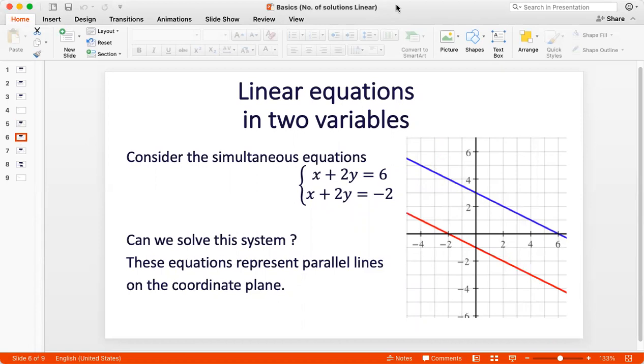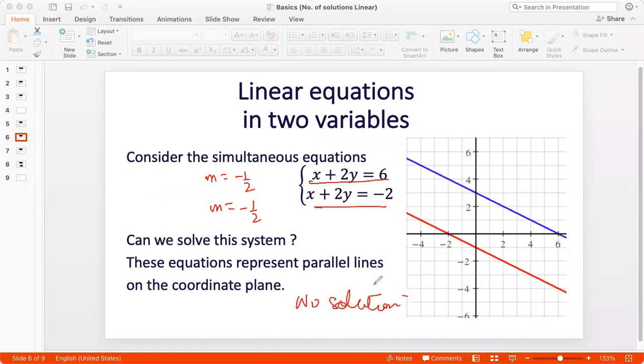Two parallel lines, for example, represented by x plus 2y equal to 6 with a slope of -1 by 2, and x plus 2y equal to -2, also with a slope of negative 1 by 2. So the slopes are the same, which is why they are parallel, but the y-intercepts are different. So obviously, if you try to find a solution to this system, there won't be any solution because the lines will never meet. They are parallel. So this kind of system has no solution, right? So this is a no solution system of linear equations.